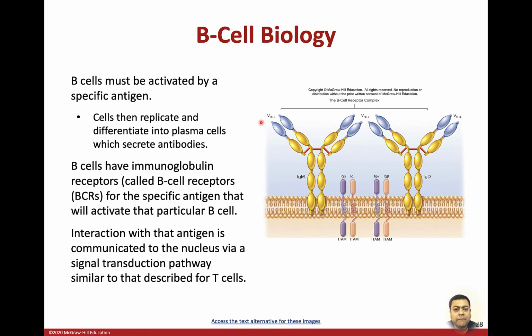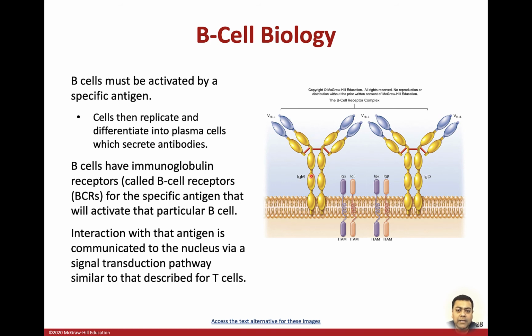Remember that V stands for variable. So variable means this blue part right here, the blue part for all of these, is the variable region of the B cell receptor. That means that this is the epitope binding site. So these are diversified, with billions and millions of combinations. So these vary among the receptors of the individual B cell clones.